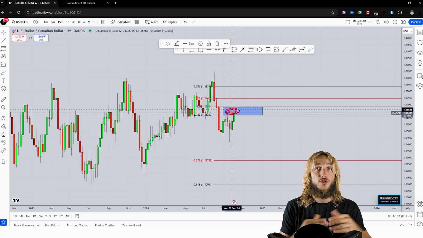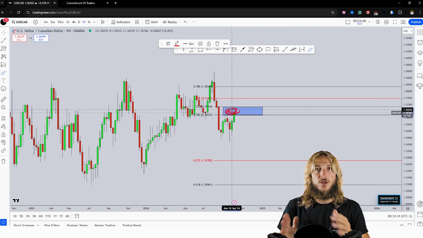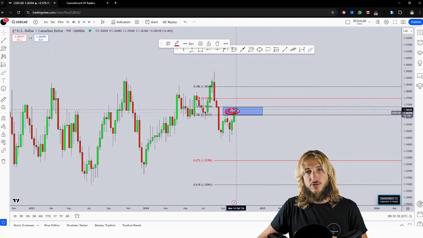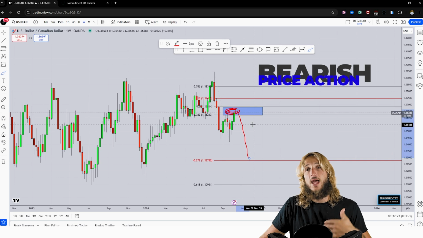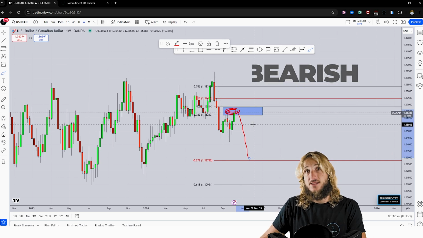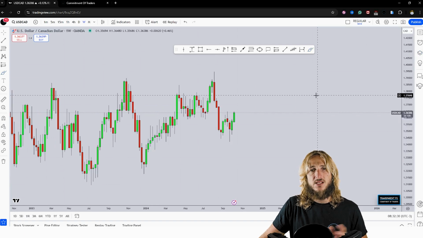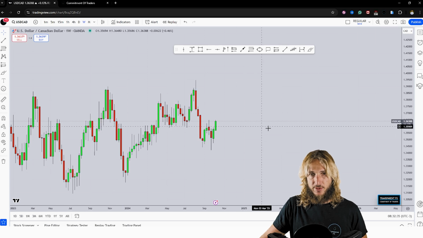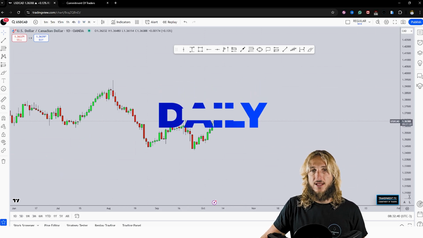Because if we have multiple layers of resistance lining up in the same area of price, which is what we have here, we have an increased probability of seeing institutional shorting inside of this zone, which at that point further increases the probability of a potential rejection to the downside away from this area by seeing this additional shorting pressure from an institutional perspective. And this is something that we will be speaking about in just a few minutes when we move to analysis of the commitment of traders. For now, let's keep all of this in mind and drop down on the daily time frame.